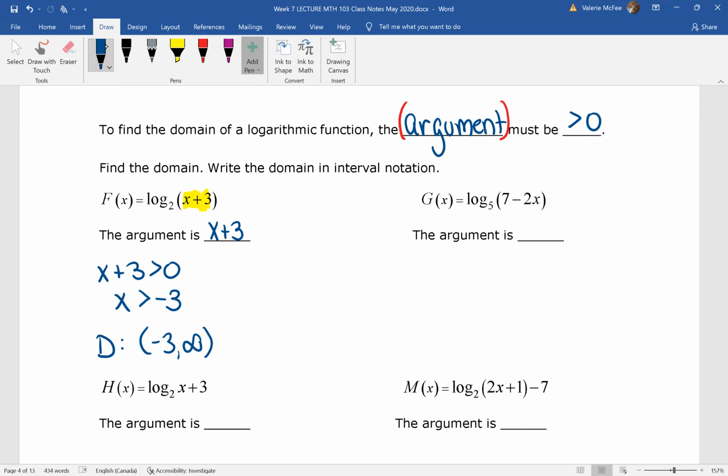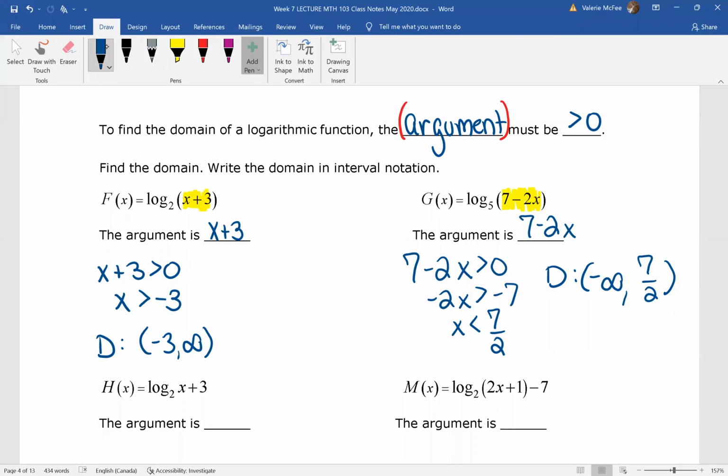What's the argument for the g of x? Everything inside the brackets. Write the domain for the g of x in interval notation. Did you remember when you were dividing by a negative to change the direction of the sign? x has to be less than 7/2.